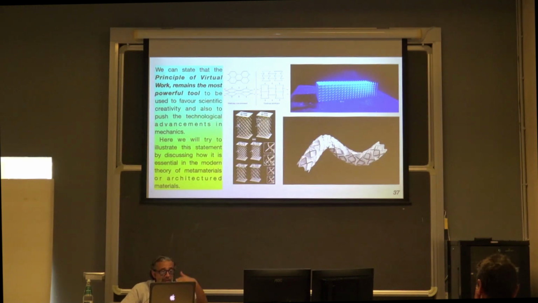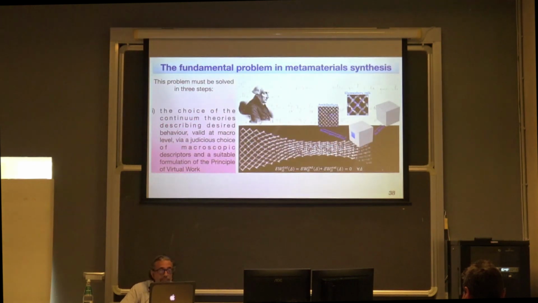Now we want to use the principle of virtual work for designing novel metamaterials or architectured materials. And how do we do it? The problem must be solved in 3 steps. First, one must choose continuum theories describing the desired behavior at macro level. How do we do it? We choose microscopic descriptors and we formulate the principle of virtual work. Don't try to ask me why.